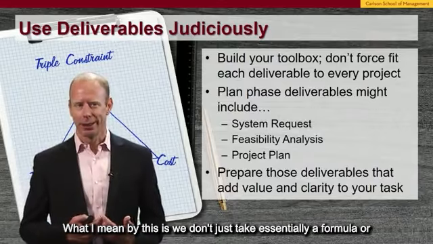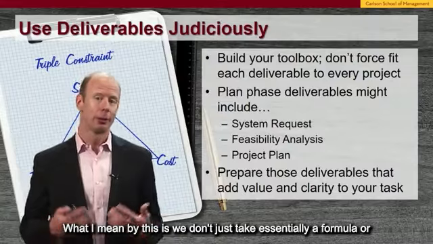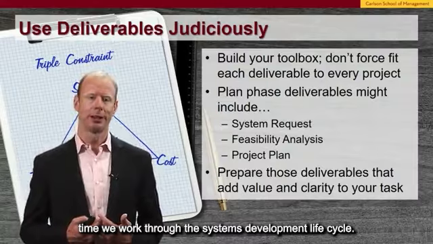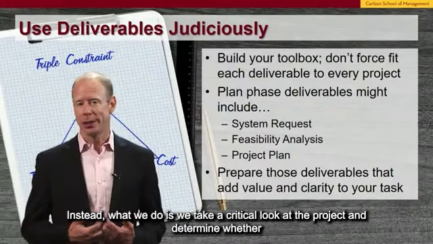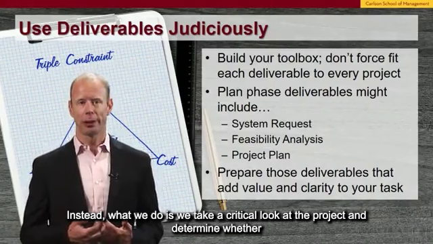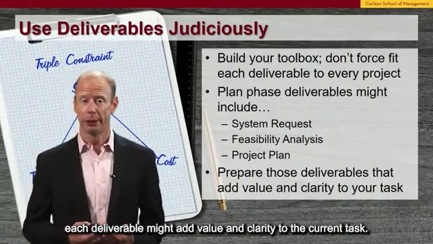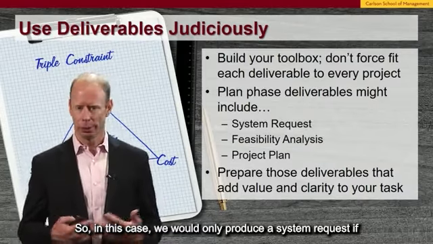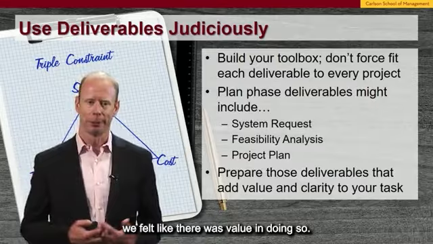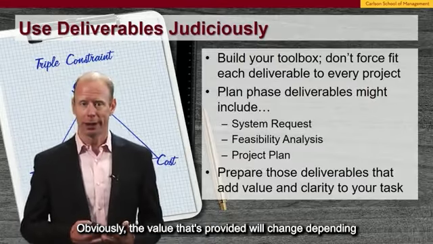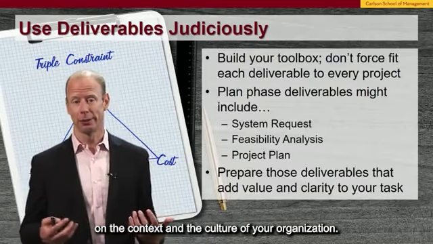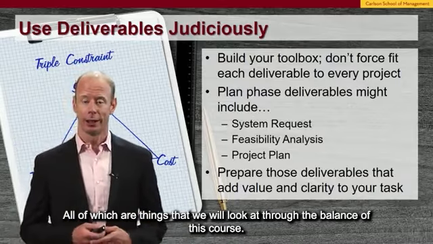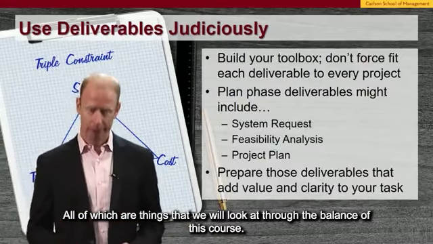What I mean by this is we don't just take essentially a formula or a recipe and produce these deliverables every time we work through the system's development lifecycle. Instead, what we do is we take a critical look at the project and determine whether each deliverable might add value and clarity to the current task. So in this case, we'd only produce a system request if we felt like there was value in doing so. And obviously, the value that's provided will change depending on the context and the culture of your organization, all of which are things that we'll look at through the balance of this course.